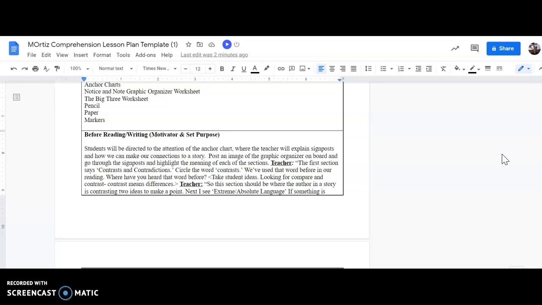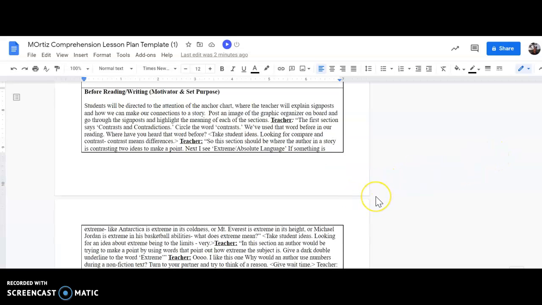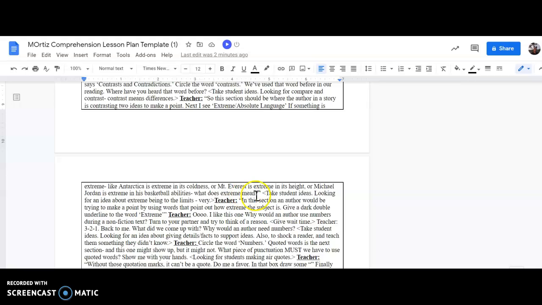All right. Next, we're going to look at extreme absolute language. If something is extreme, give a few examples of extreme, like Antarctica is extreme with coldness, Mount Everest is extreme with height, right? So extreme, we're looking at like it's a distinct difference, right? There's no misunderstanding us, right? We're just being very clear.